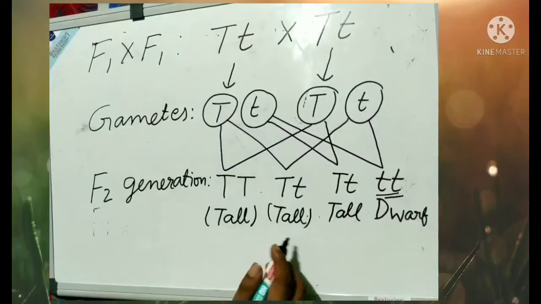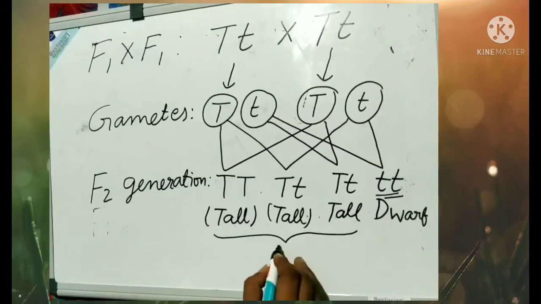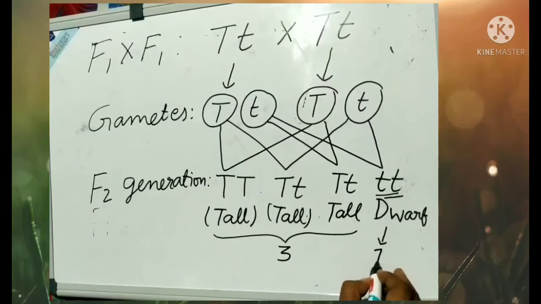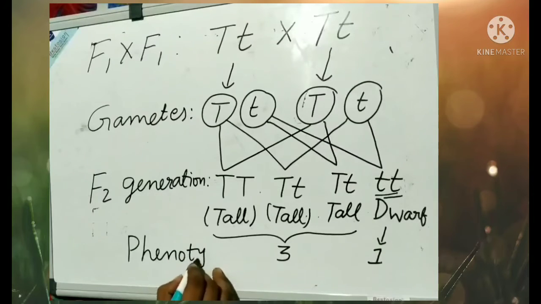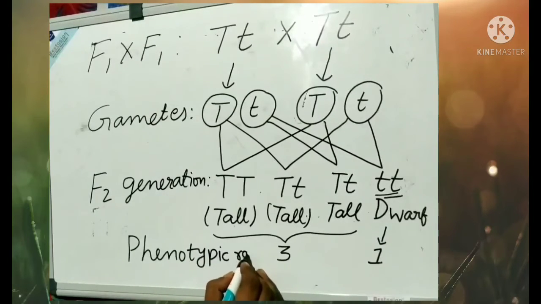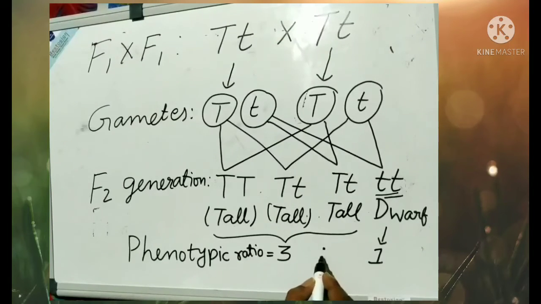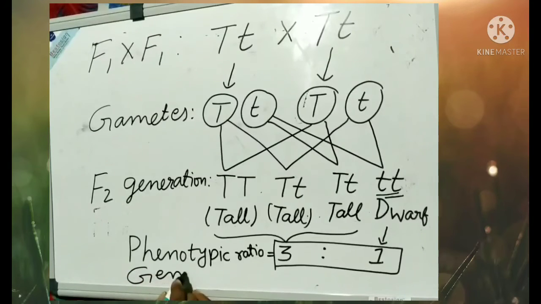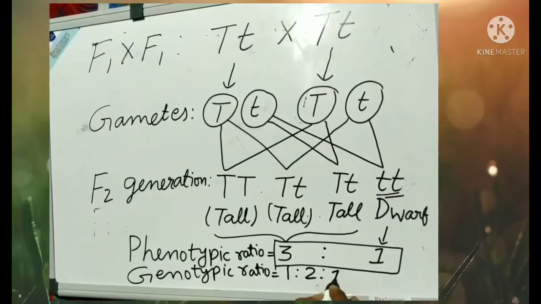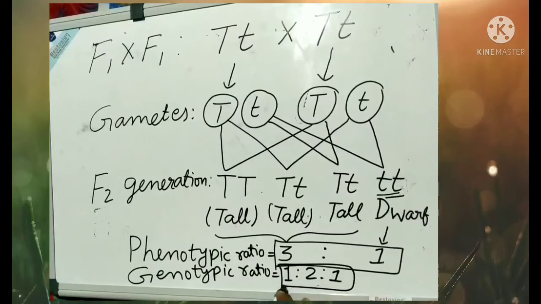Now you can see here we find three tall plants and only one dwarf plant. This is called the phenotypic ratio, because we find three tall plants and only one dwarf plant. So the phenotypic ratio will be 3:1. And what will be the genotypic ratio? The genotypic ratio will be 1:2:1. How is it derived?